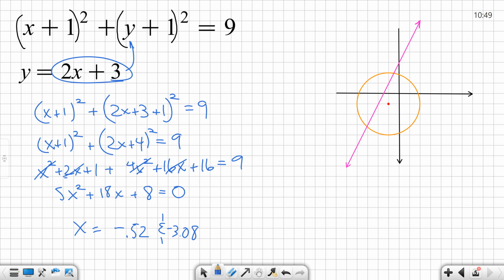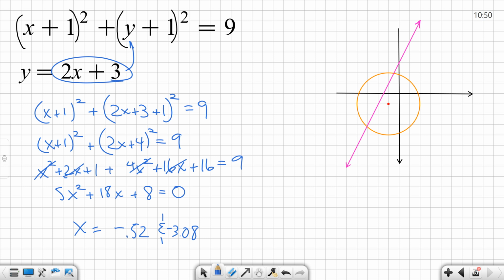Okay, so before I ask the rest of you if he's right or wrong, let me ask you a simple question. Does that jive with my picture? According to my picture, both of my x values should be negative. Oh, look, they're both negative. Here's my negative 0.52 over here. Here's my negative 3.08. Well done. We're almost completed. We're almost done. How do I find the y values?